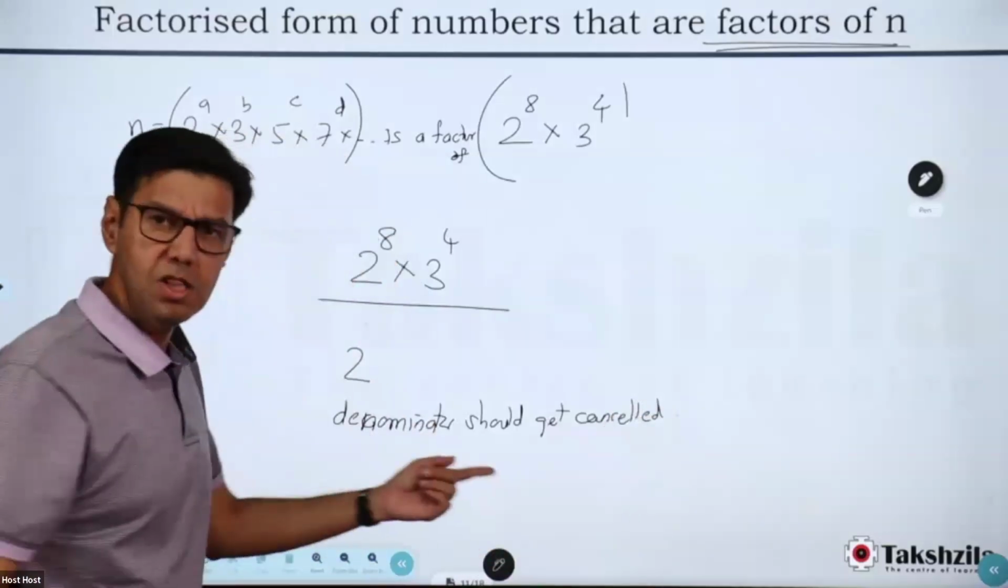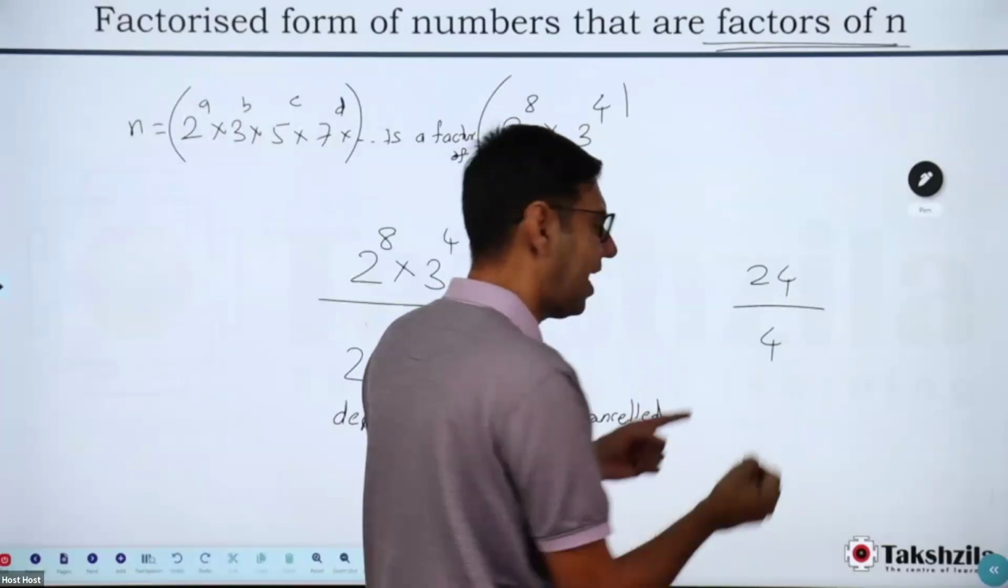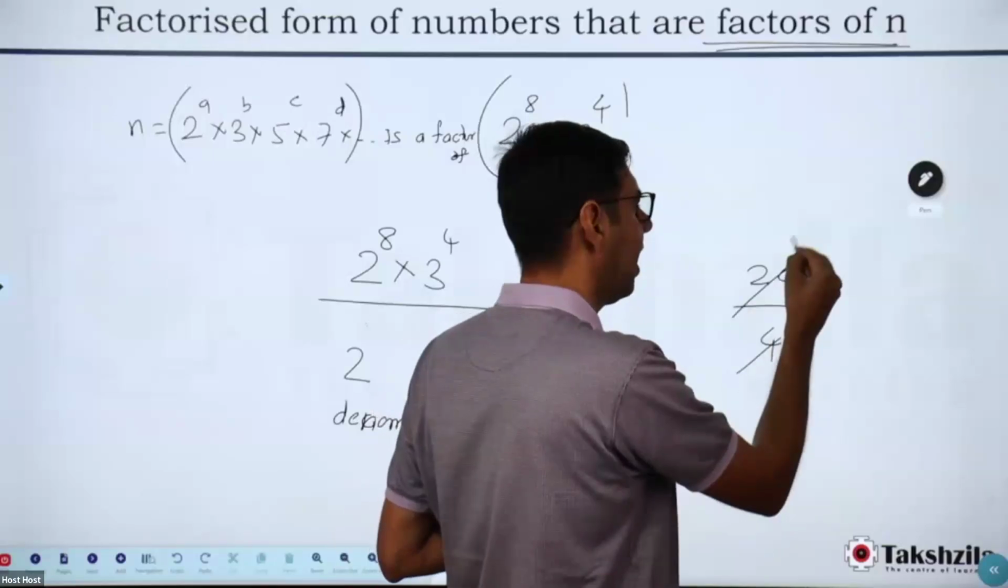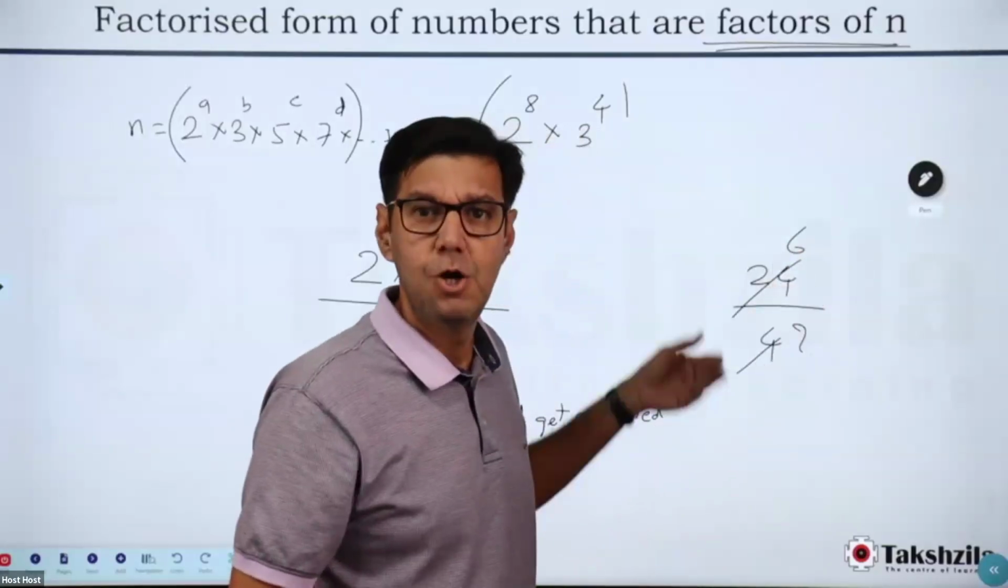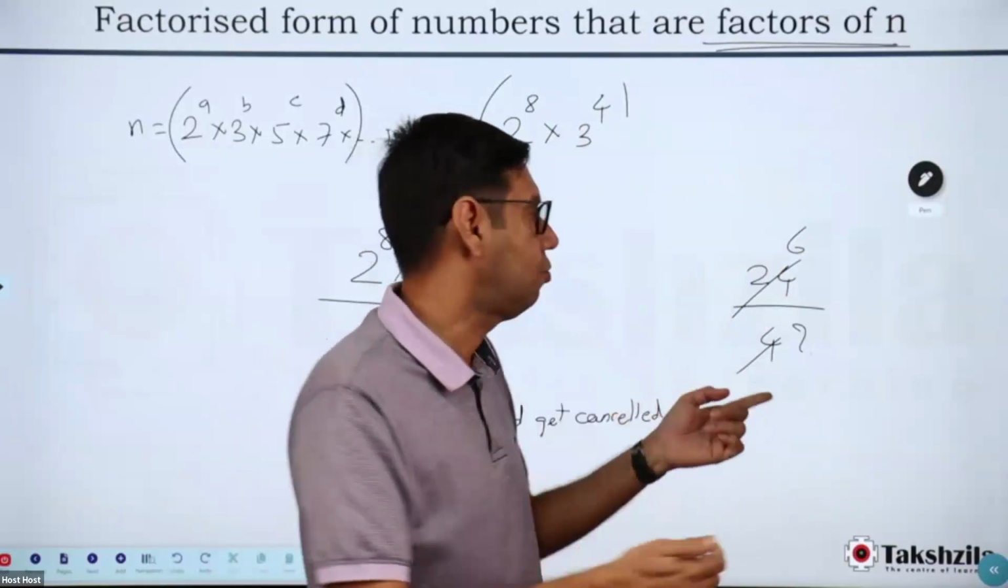And where did all these come from? These come from a simple thing. Tell me, is 4 a factor of 24? Is 4 a factor? Oh, the 4 gets completely cancelled. 24 is a multiple. So multiple and factor should go together, right?